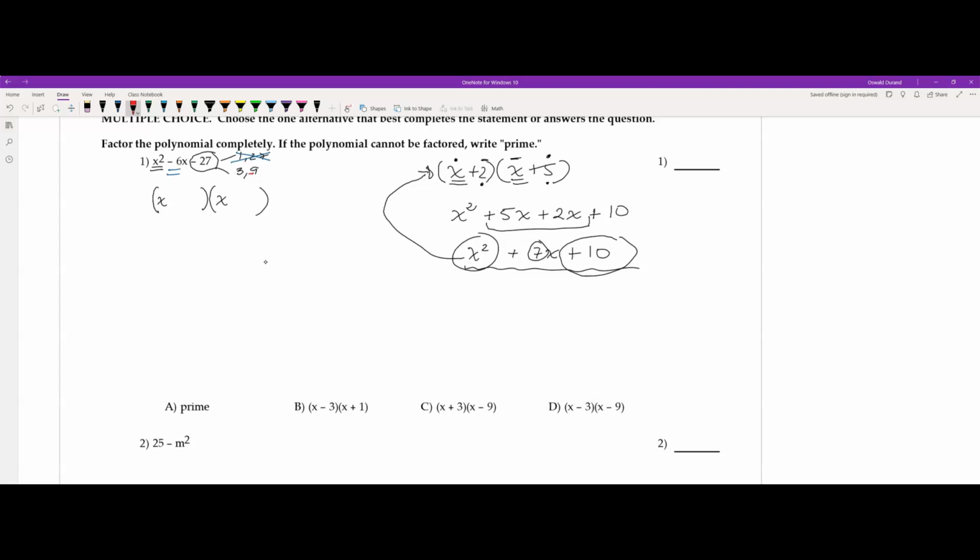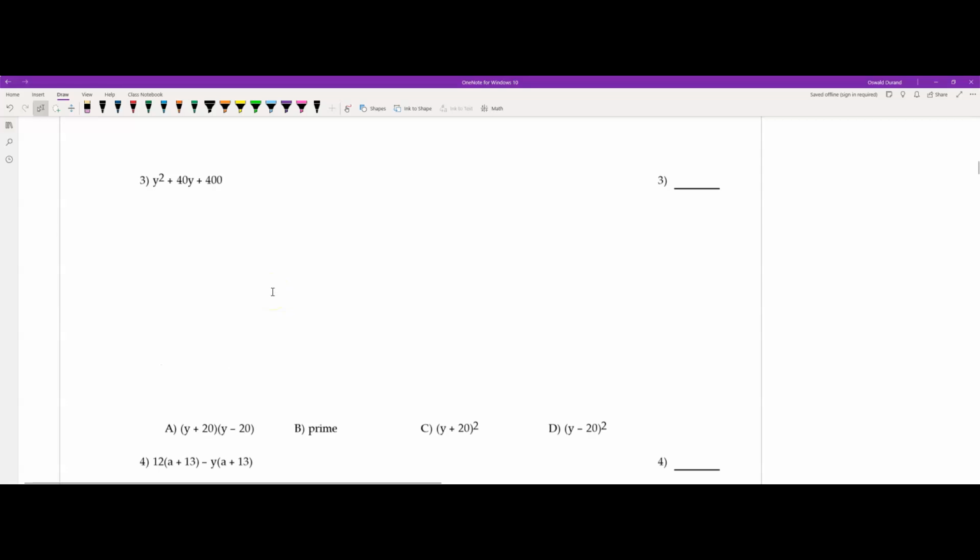So we know that 3 times negative 9 is negative 27, and 3 minus 9 is negative 6. So that's my combination. So I'm going to put plus 3, and you could put the plus 3 here if you want, that doesn't matter. And then here, negative 9. That's it. That's all you have to do for this type.